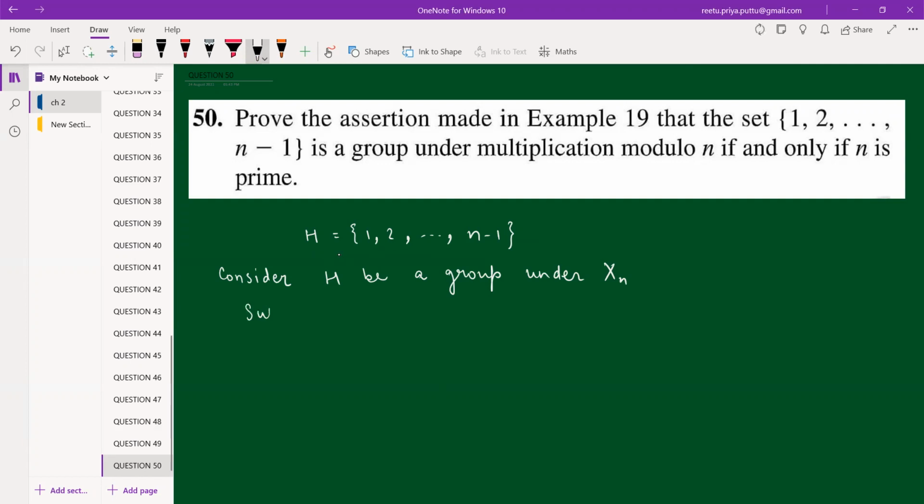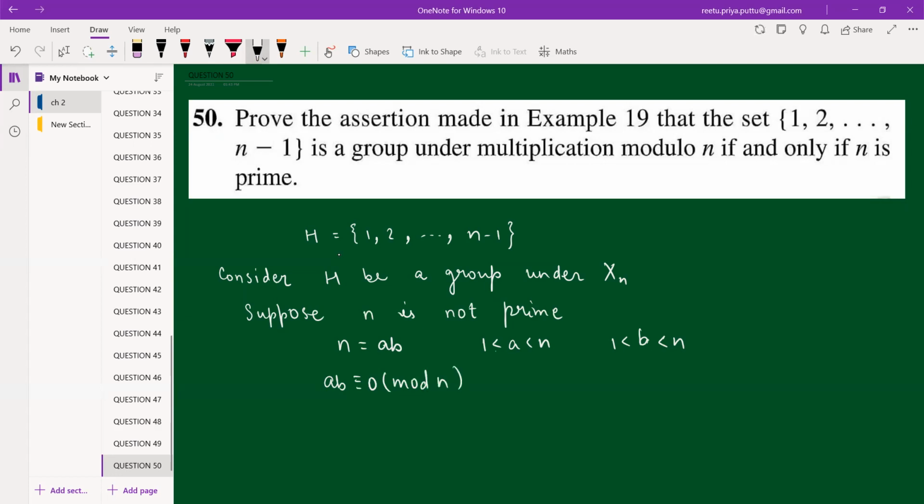So suppose n is not prime. If n is not prime, then what can you say? That means n can be written in the form of AB, where 1 is less than A is less than n, and 1 is less than B is less than n. Then what happens is AB is congruent to 0 mod n.